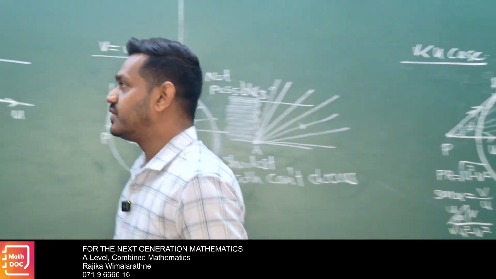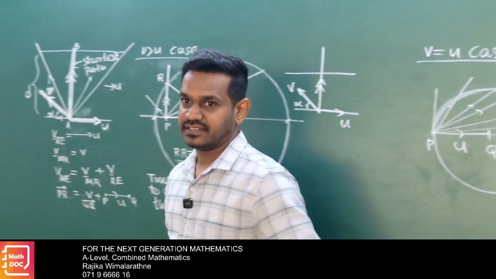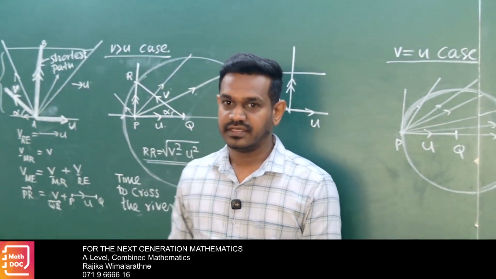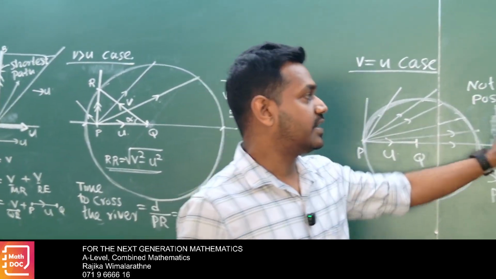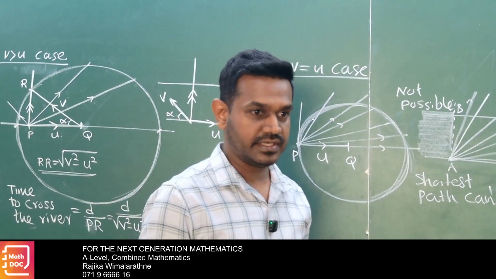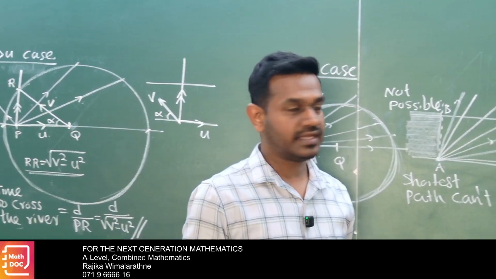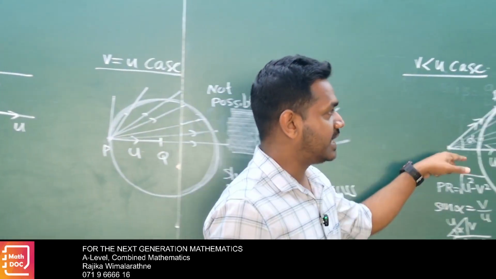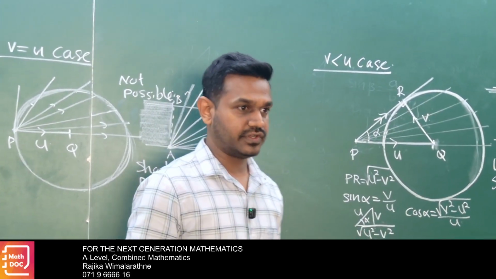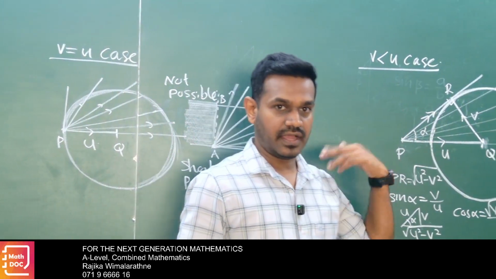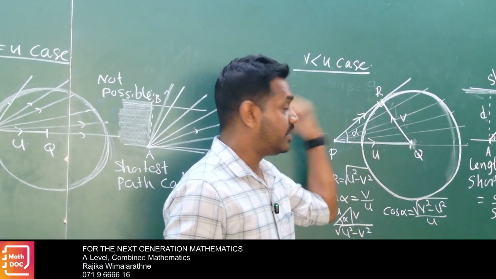Now you think about three cases. First case, he can move along any path. Second case, he can't go upstream, he can't go directly opposite point in the other bank, but he can go any other point below that. For this case, we have shortest path. Below that he can move, but upstream or any other point above that he can't move.